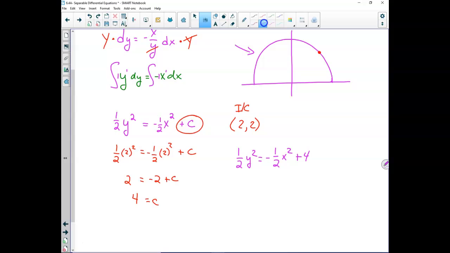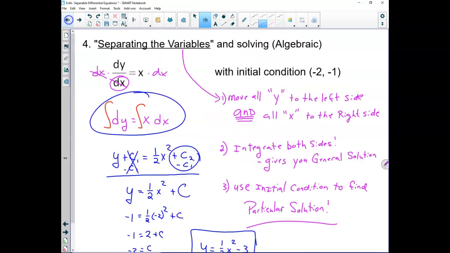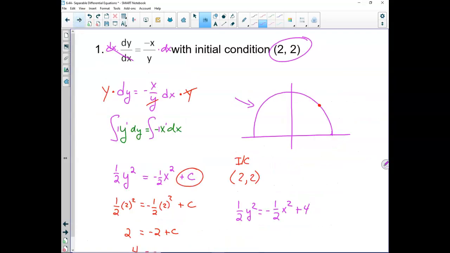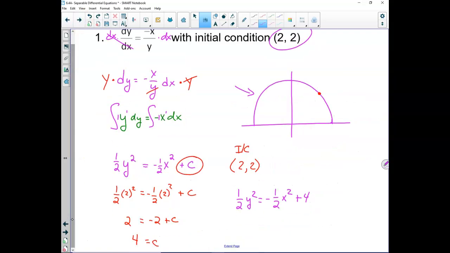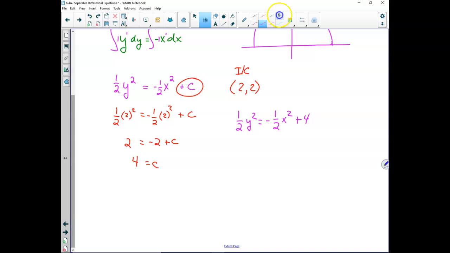Great. Now the last thing you have to do is make sure it's solved for y. So you have to find c and then solve for y. Notice I didn't have to do that back here because this thing was solved for y already, because that's all I had on the left side. Over here I got more than just a y. So I need to solve for y. Well, how would I do that?